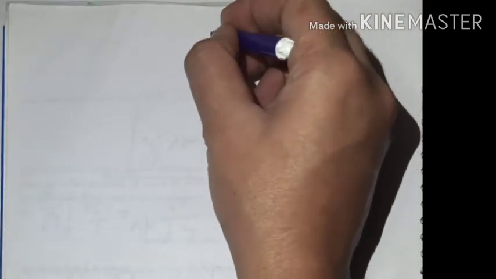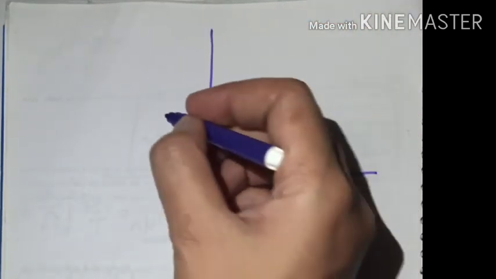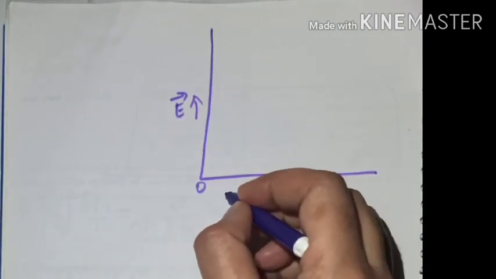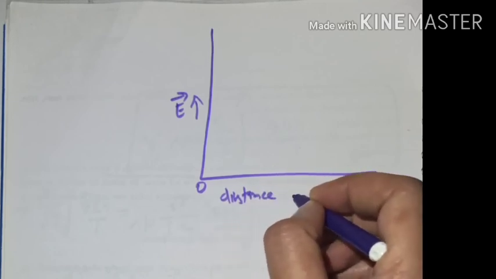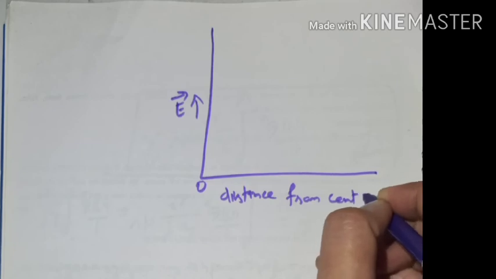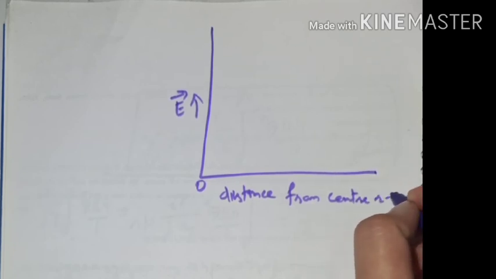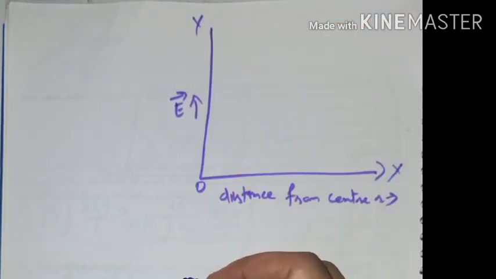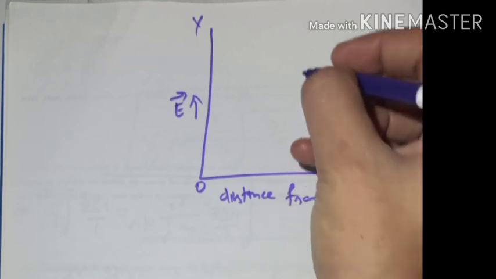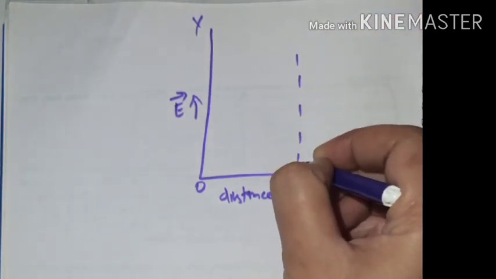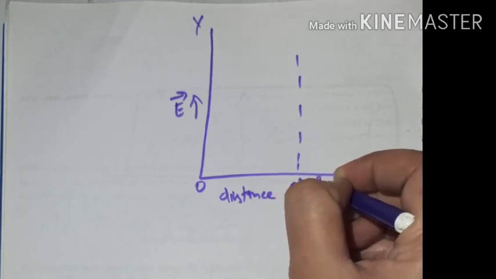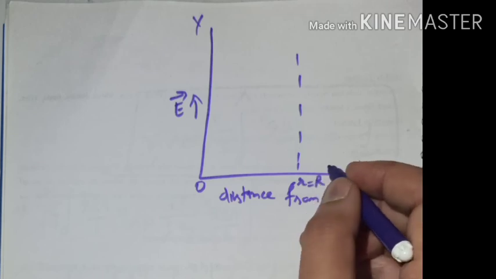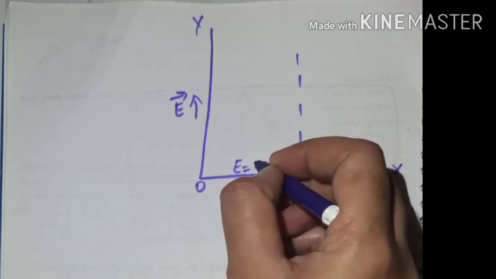So this is the variation of electric field intensity E with distance from center r. So this is the x-axis, and this is the y-axis. This is the point where small r is equal to capital R, means the point lies on the surface of the shell. In this case E is equal to 0.